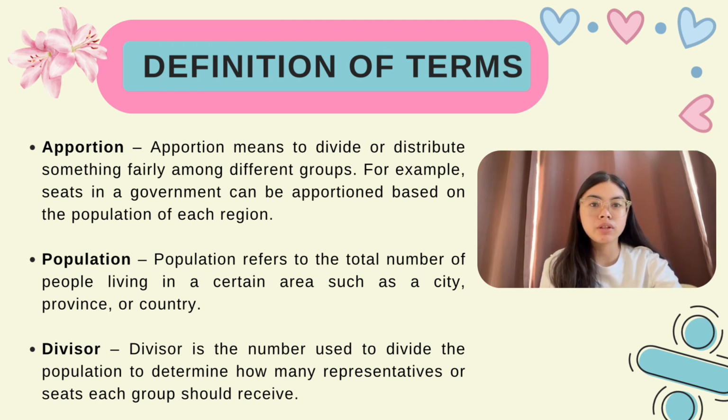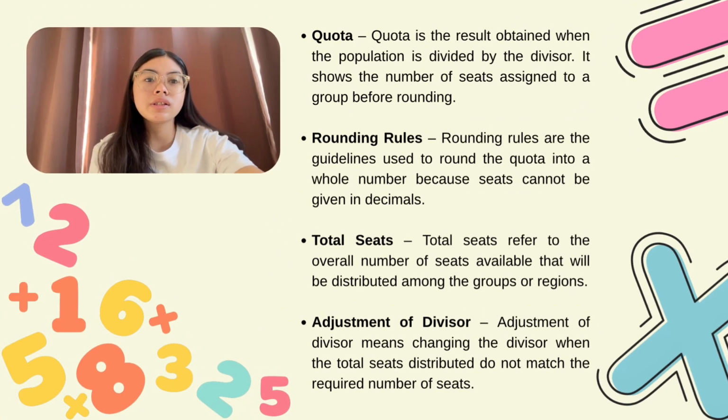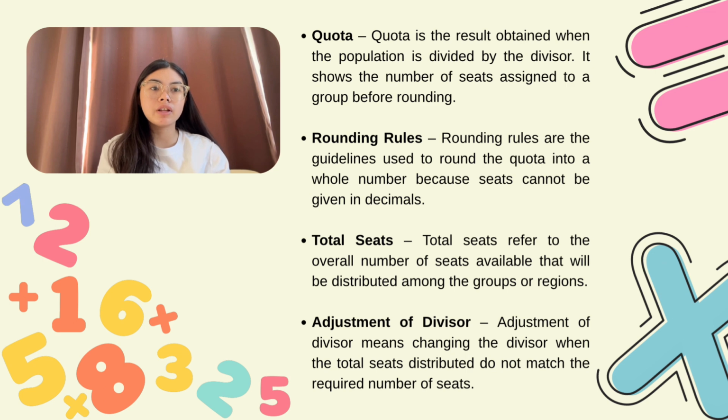Next is population. Population refers to the total number of people living in a certain area, such as a city, province, or country. This means the number of people living in a place. Next is divisor. Divisor is the number used to divide the population to determine how many representatives or seats each group should receive. This means a number used to divide the population to know how many seats each group should get.